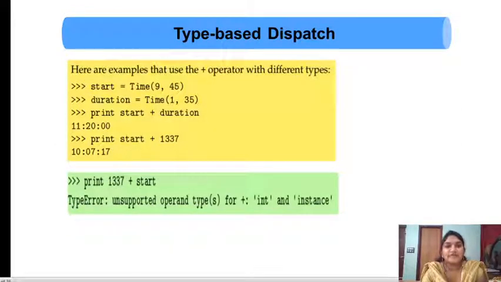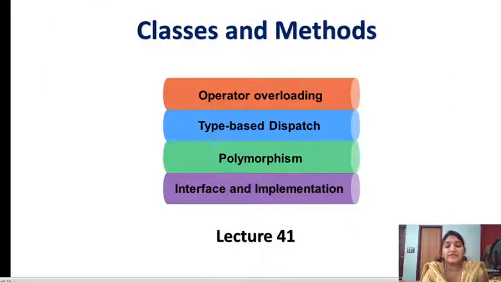Next, on type-based dispatch, here are examples of the use of the plus operator with different types. We define start = Time(9, 45) and duration = Time(1, 35). print start + duration gives 11:20. Then print start + 1337 also works, and the time is printed from start. In that case we use isinstance and the plus operator, so that we can call it type-based dispatch.